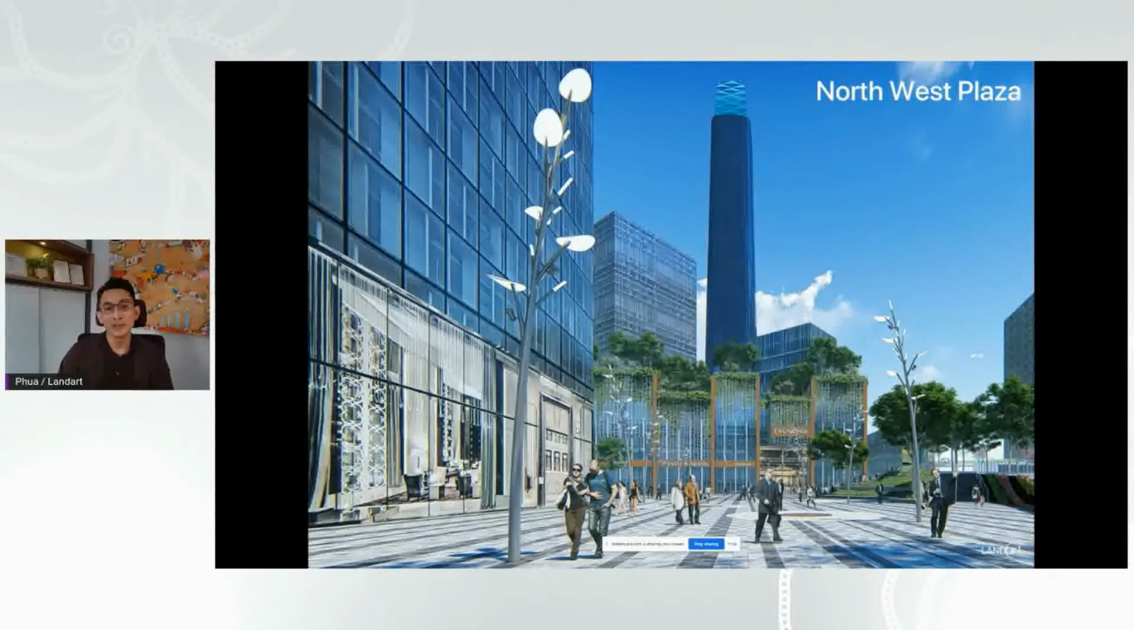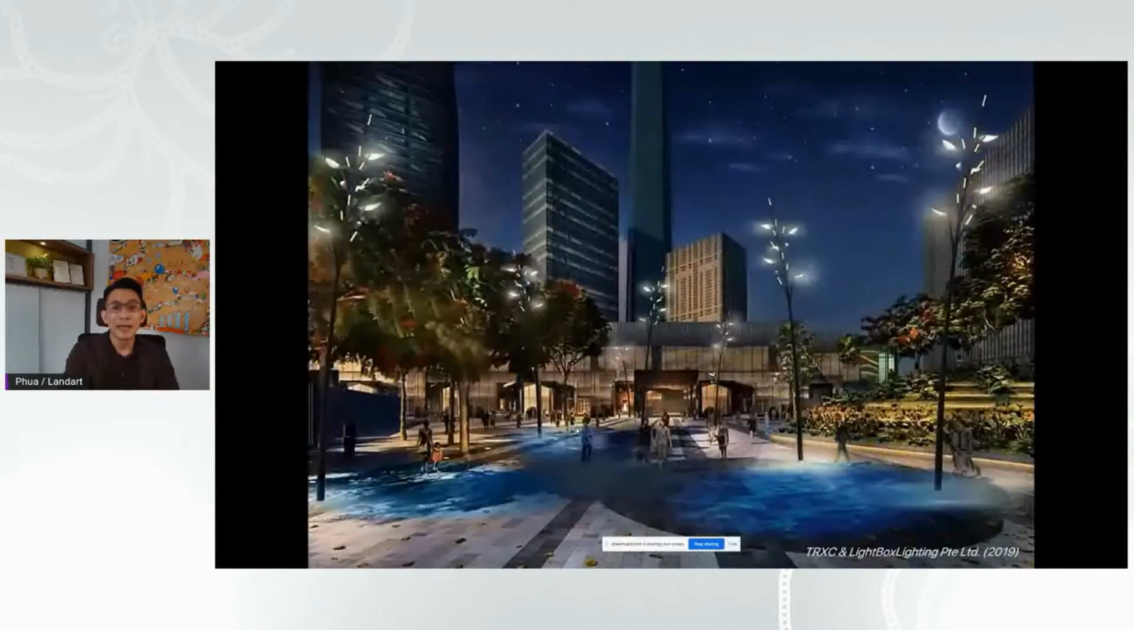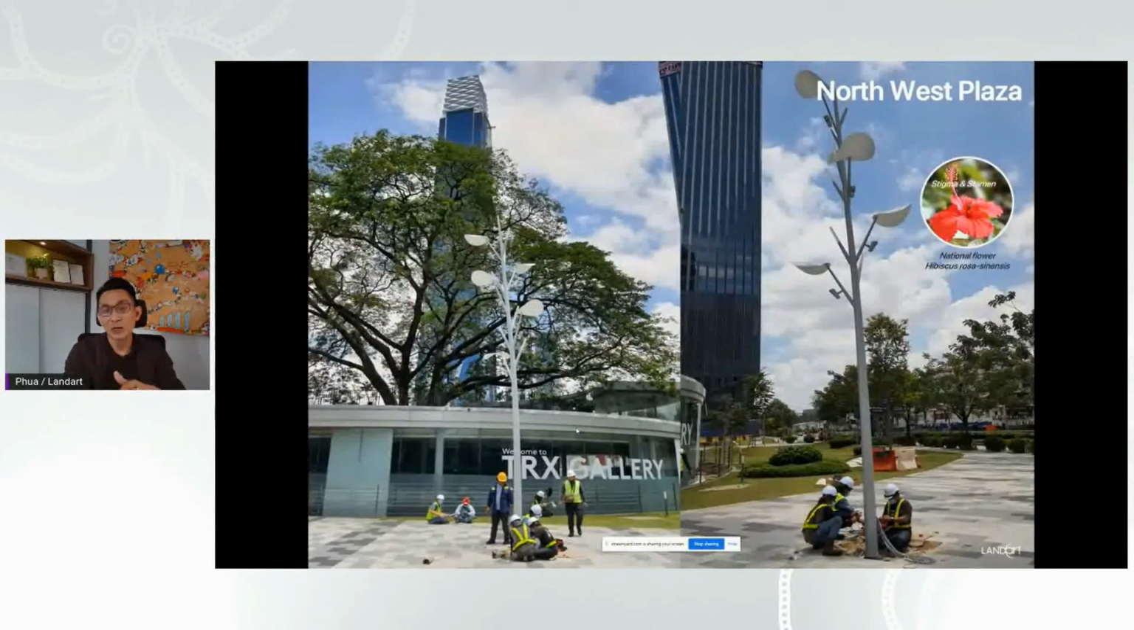You can see that during the daytime it's mostly just a transition plaza corner, but we have interesting light fittings that we have already installed on the site, some of them. During the nighttime, we light up the area and it becomes like a piece of sculpture. This is during the construction period right now, so we do not want to sample it at the site here. This lighting is actually inspired by the national flower of Malaysia, Hibiscus rosa-sinensis. We are using the stigma and stamen as part of our design inspiration.